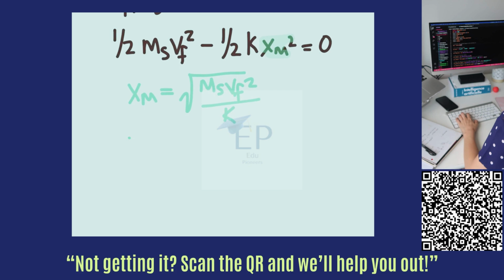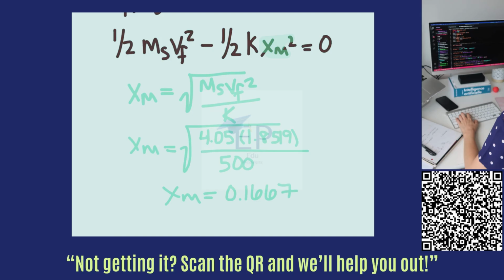And so substituting in those values, we have amplitude equals 4.05 kilograms, which is the mass of the bullet plus the mass of the block, times the velocity that we just calculated, so 1.8519 meters per second squared, divided by our spring constant, which is 500 newtons per meter. And we get that our amplitude is going to be equal to 0.1667 meters.